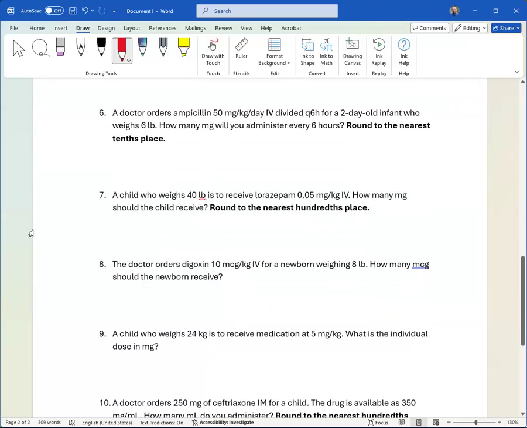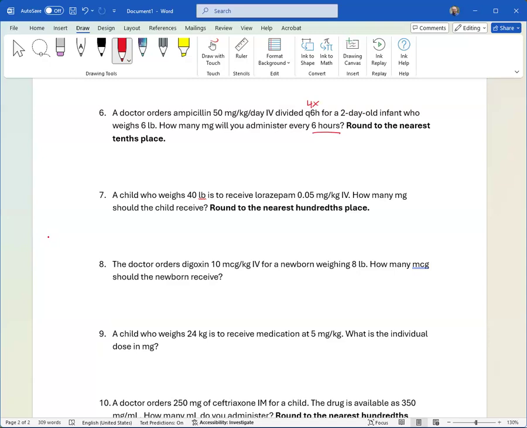All right, number 6. We have ampicillin, 50 milligrams per kilogram per day, divided every 6 hours. So that's 4 times. For a 2-day-old who weighs 6 pounds. Oh, little guy. So 6 divided by 2.2 gives me 2.72 repeating. So I'm just going to use discretion and save my rounding to the very end. And it says how many milligrams will you administer every 6 hours. So that is being very specific, and just asking how many milligrams every 6 hours. So they want to know per dose.